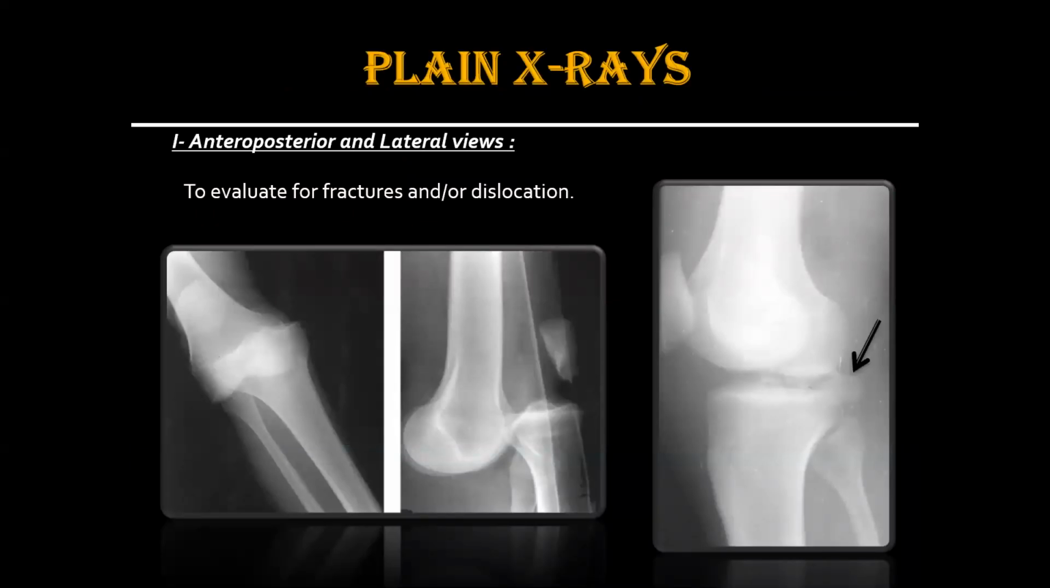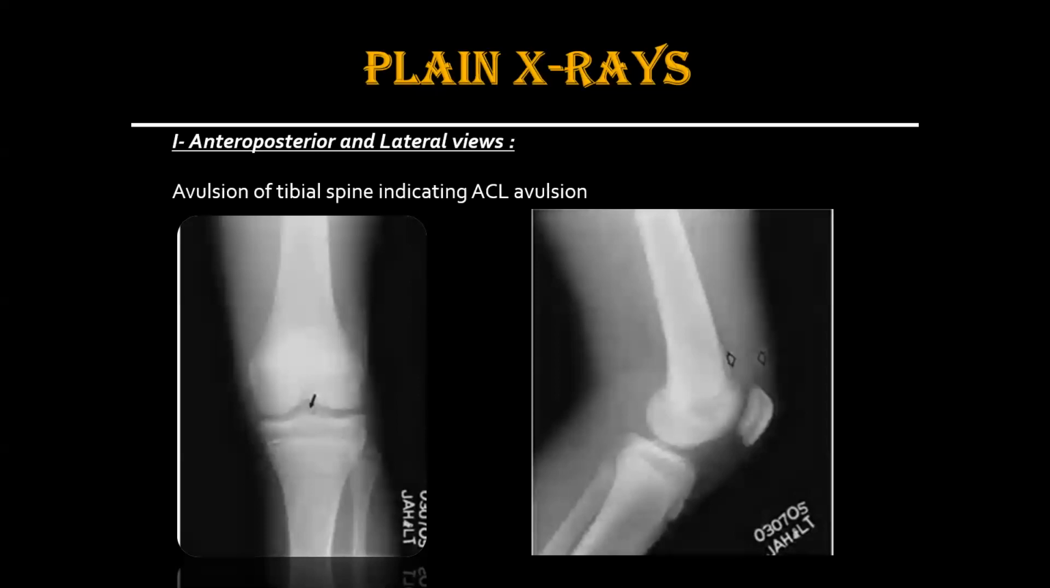X-rays, AP view and lateral view. You have to look for fractures or even dislocations. Sometimes the ligaments are not torn intersubstantially, but they are avulsed. This X-ray shows how an ACL is avulsed from its tibial attachment.